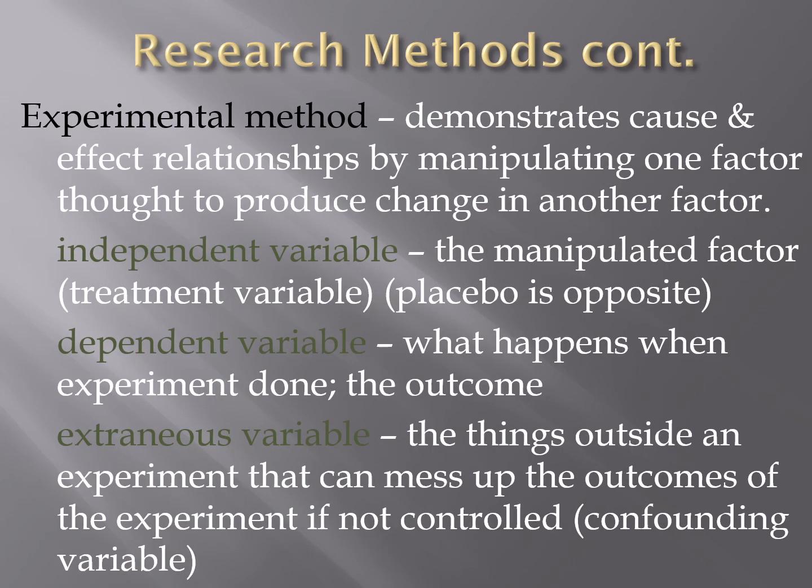Now the experimental method, that's the opposite of that correlational method. It decides cause and effect. If something happens, then something else will occur because of it. Okay? Now, underneath of that, we have a few terms you need to know. We have the independent variable and the dependent variable. The independent variable is the one that is getting the treatment.